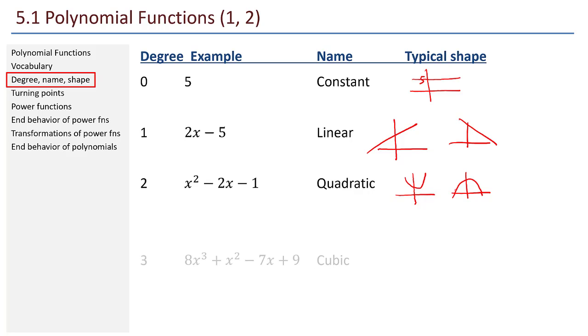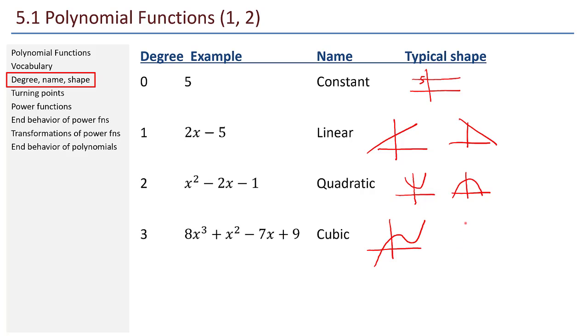Degree 3 polynomials are called cubic polynomials, and when you graph a cubic polynomial, you end up getting something that has an extra curve in it. Maybe it's something like this.